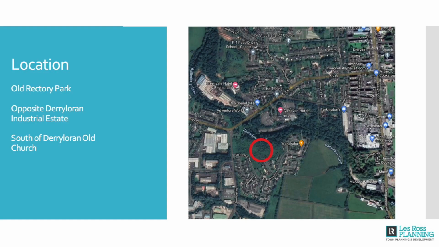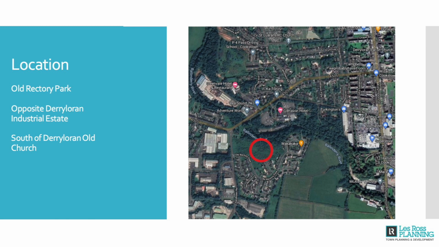So without further ado, I'll get the first slide up on the screen. The first slide here is an aerial photograph just to show the site. You see a red circle there marking the location of the site. What can you see around there? On the western side you see the sheds associated with the Derrylorn Industrial Estate, and then to the south of the site you see the existing Old Rectory Park residential area, and to the north on the other side of the Ballinderry River is the Glenavon Hotel.